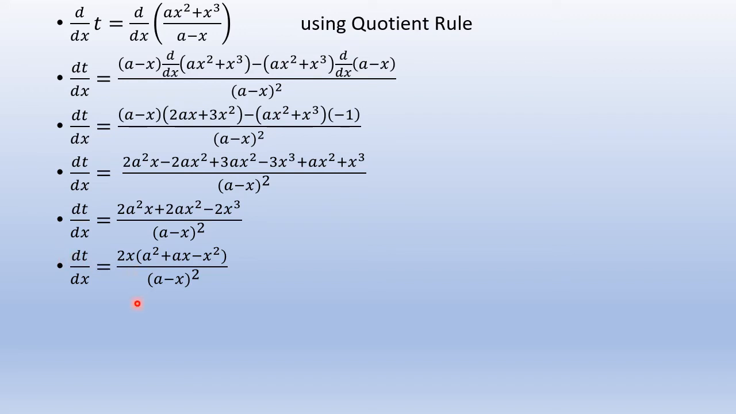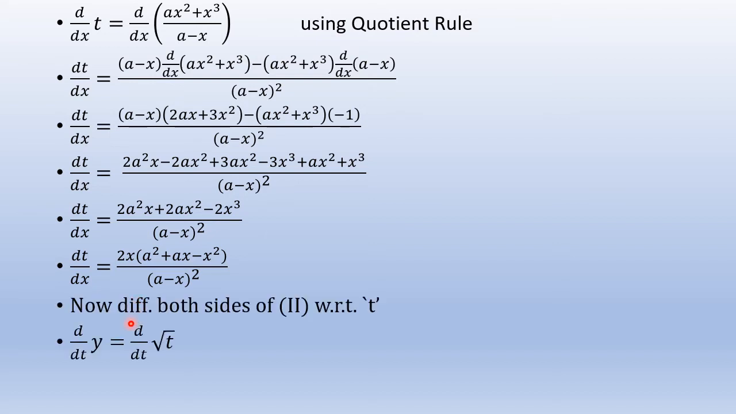Now we go for our next step. What is it? Differentiate both sides of 2 with respect to t. So what do we get? d by dt of y is equal to d by dt of the square root of t. This simply becomes dy by dt, and this becomes 1 by 2 square root of t.